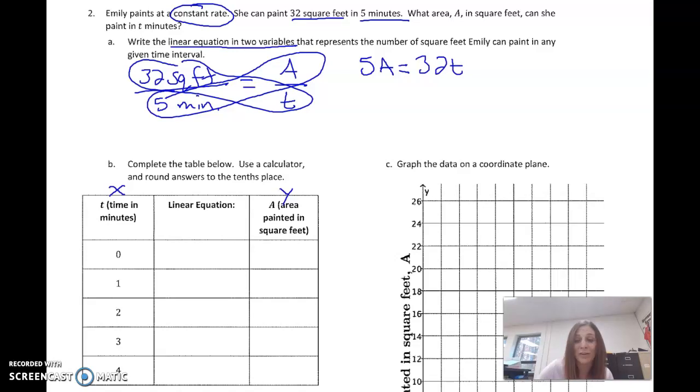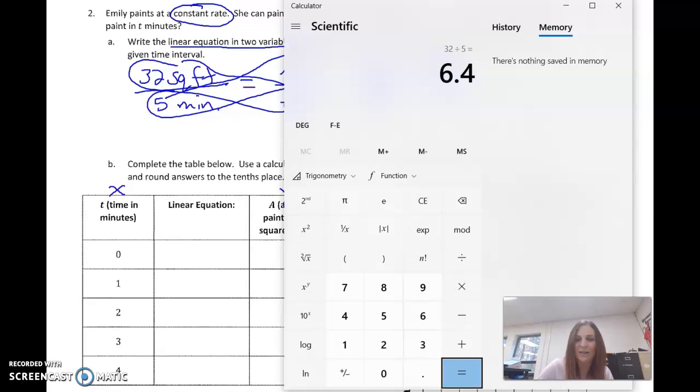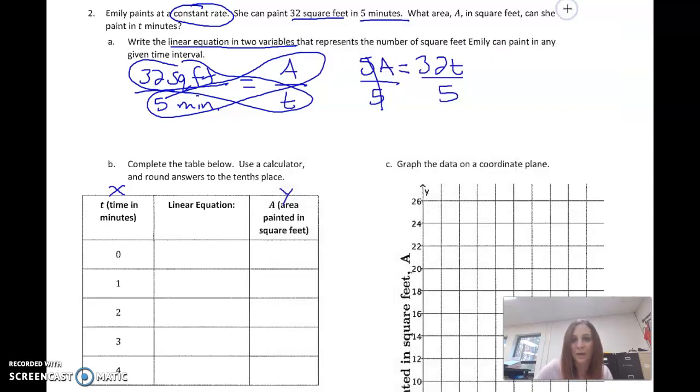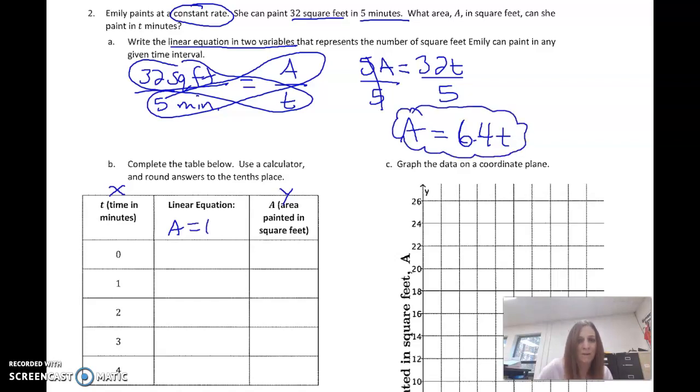Again, this is a linear equation, 2 variables. Don't just tell me what 32 or 5 is. That's not the answer. I need an equation. Solving for my dependent variable, my Y, in this case A, I'm going to go 32 divided by 5 and get 6.4. 6.4 isn't my answer. A equals 6.4 times T is my answer. So that's a linear equation in 2 variables.